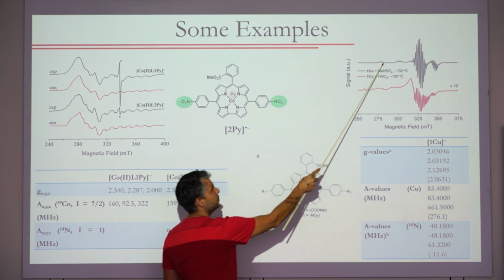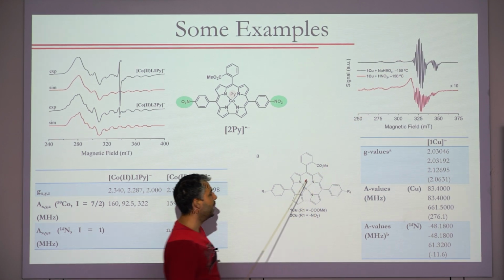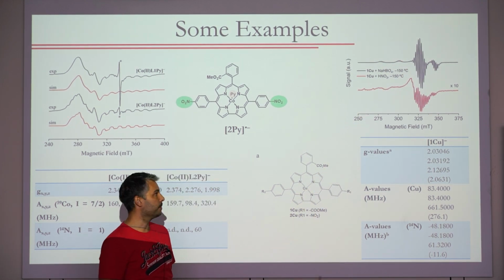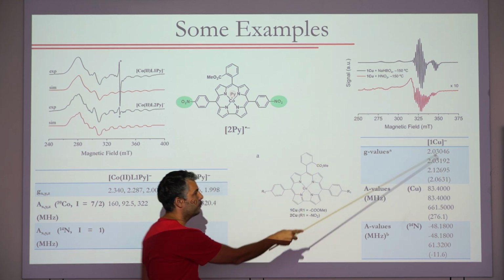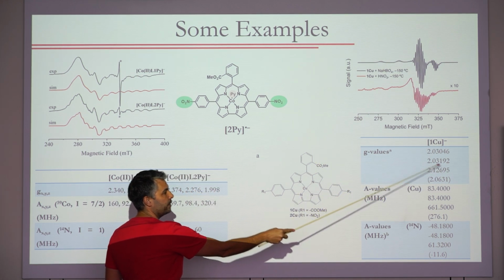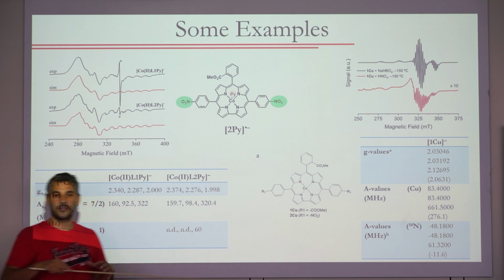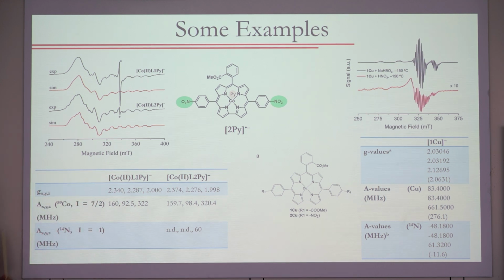And these separations here are the hyperfine splittings to the copper nucleus. So you can actually fit all that and you will see, okay, the values are 2.03, 2.03, 2.12. You have a lot of covalency with porphyrins and corroles and stuff like that, so you make the values closer to the g value of 2.